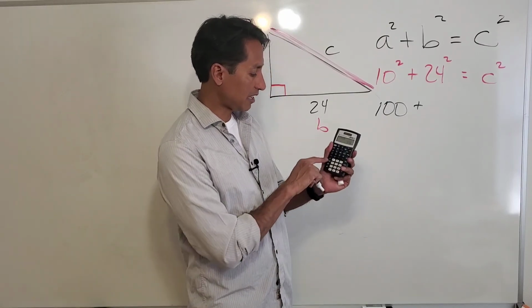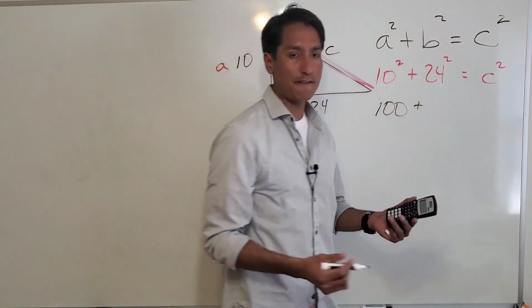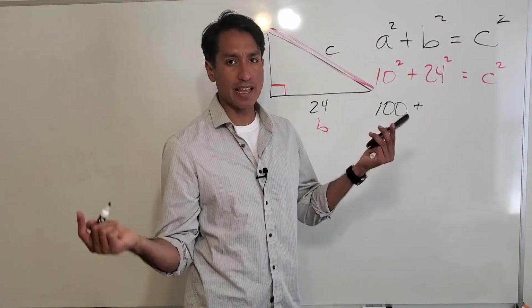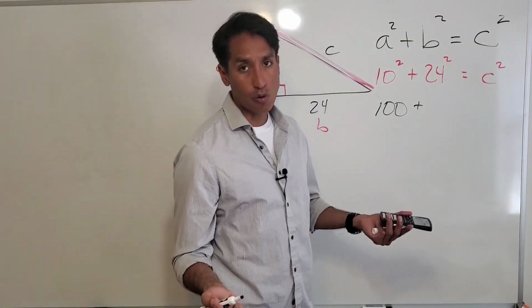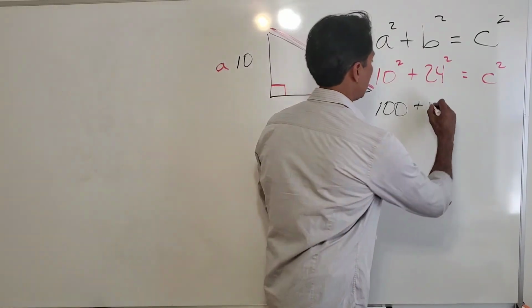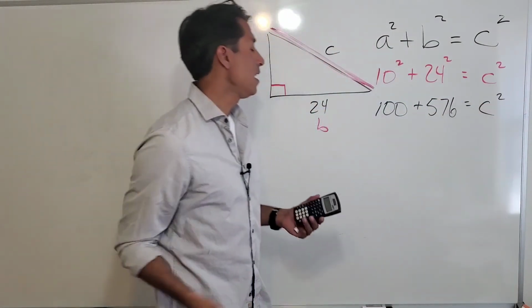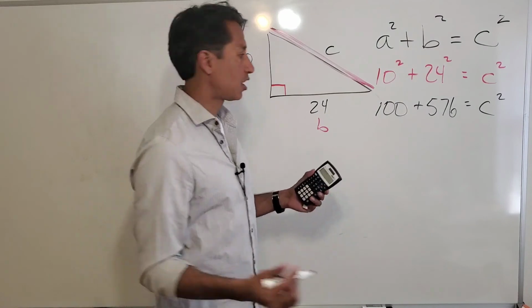So on this one, it does have an x squared button, which is kind of nice. And so you can just type in 24, push x squared equals, and it gives you your answer. Or you can do 24 times 24, same thing. And it's 576.